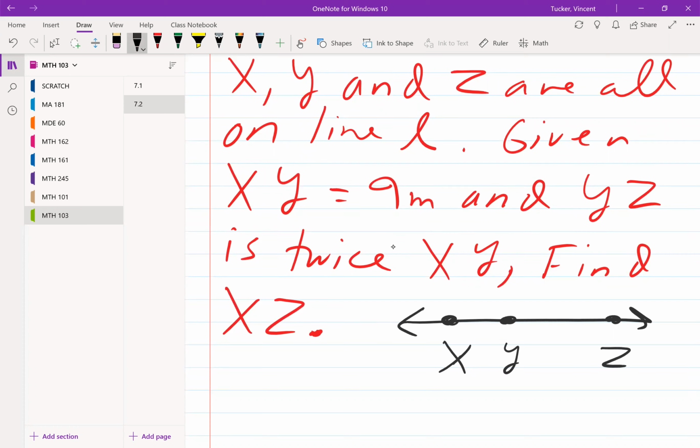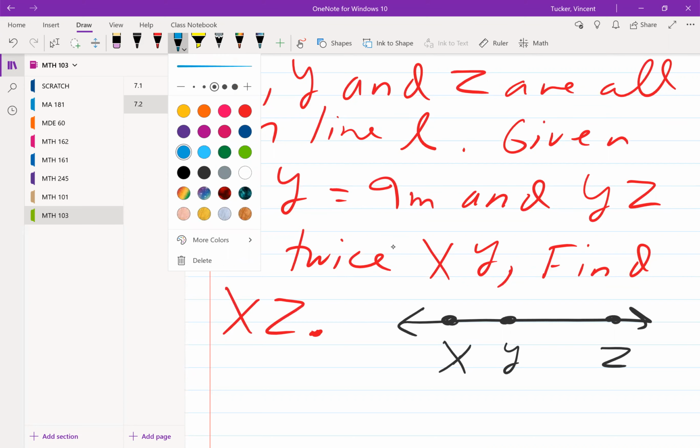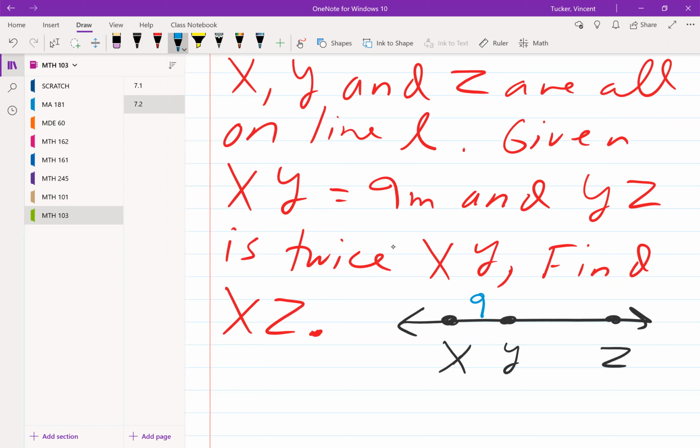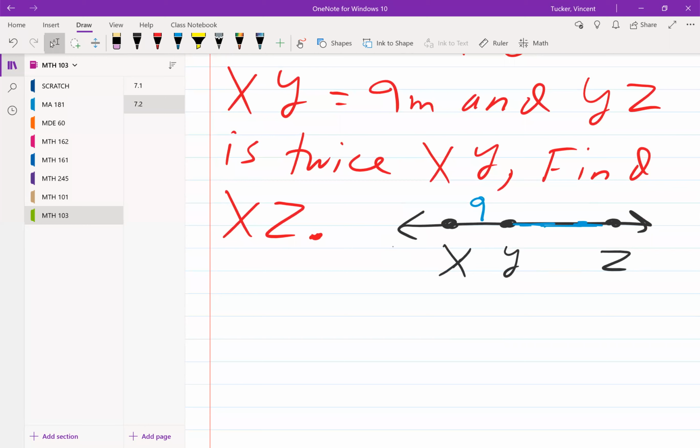All right, so this is the first example that they give us. X, Y, and Z are all on line L. Given XY is equal to 9 meters and YZ is twice XY, find XZ. So they tell us that, I want to use blue here. This is 9 and this is twice that. So let's say if we wanted to set it up algebraically, do we even want to go that route? Let's do it like this.